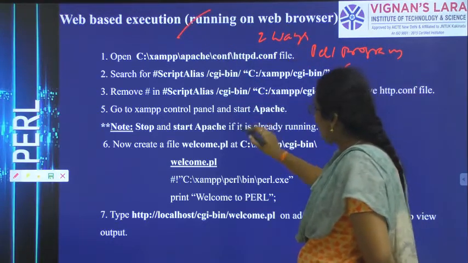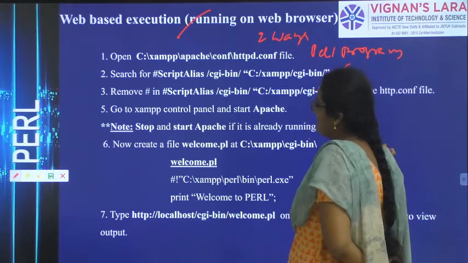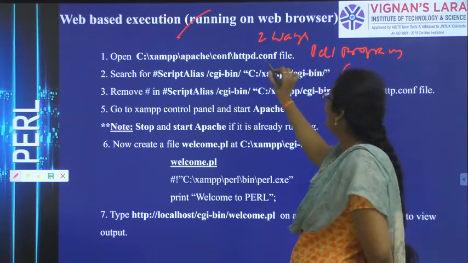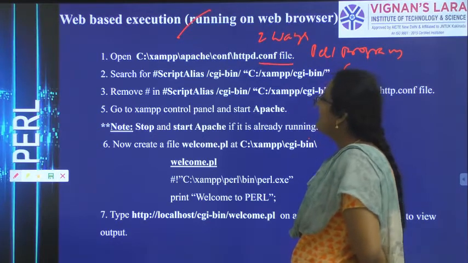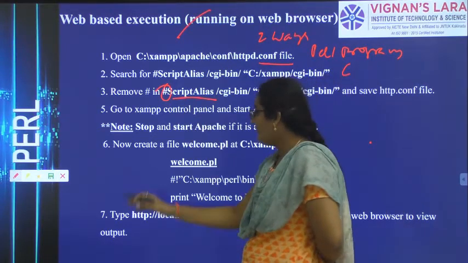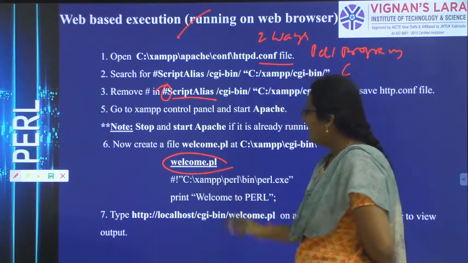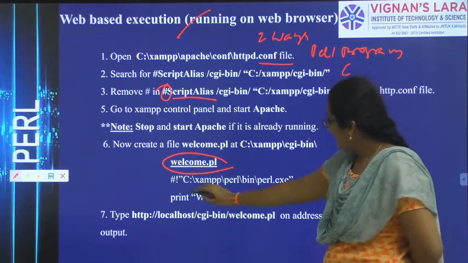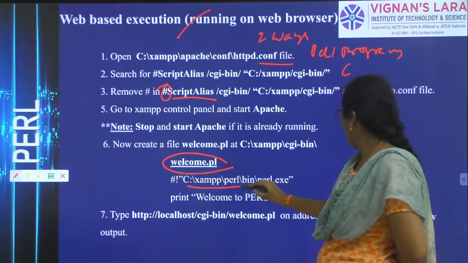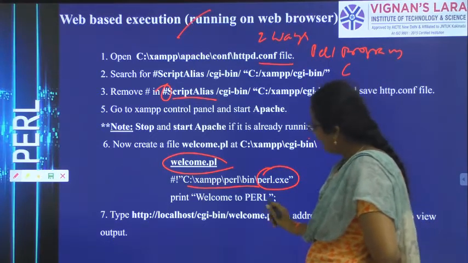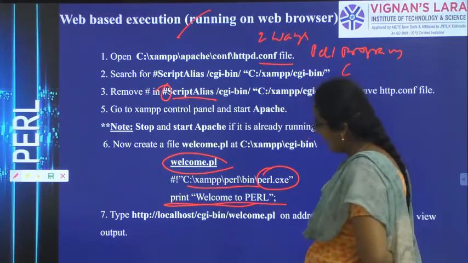First you need to start Apache and Tomcat, then open the C drive, XAMPP folders and identify the config files. In that you will identify ScriptAlias and remove the hash symbol there. After that you should create a file named welcome.py, placed in the C drive, XAMPP folder, parallel bin. That should be like parallel.exe. In that you should have the message welcome to parallel.